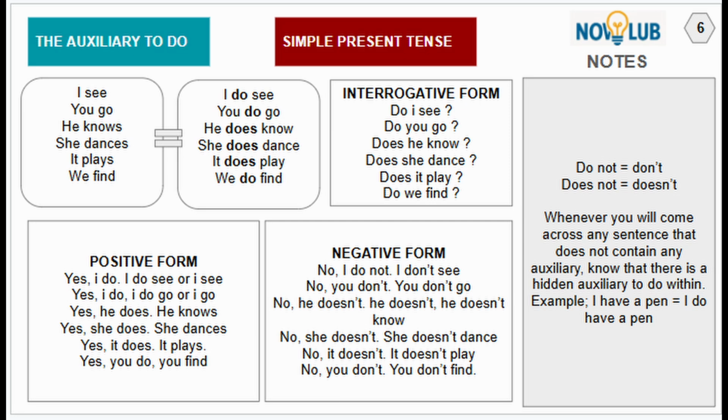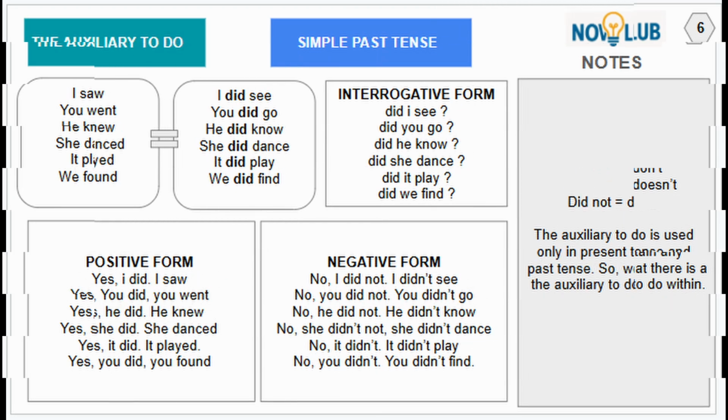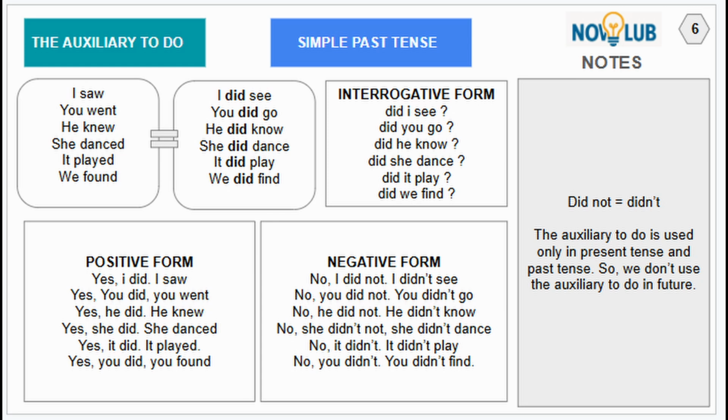Let's go to the simple past tense of the auxiliary to do. We are using the same verbs that we had previously in the present tense. I saw is the past tense of the verb to see. You went is the past tense of the verb to go. He knew, the past tense of the verb to know. She danced, the past tense of the verb to dance. Played is the past tense of the verb to play. We found, the past tense of the verb to find.